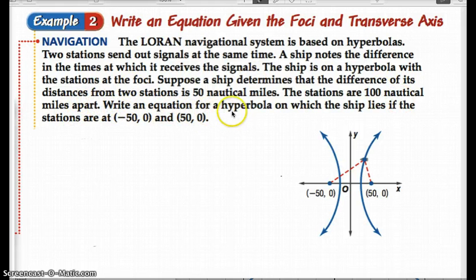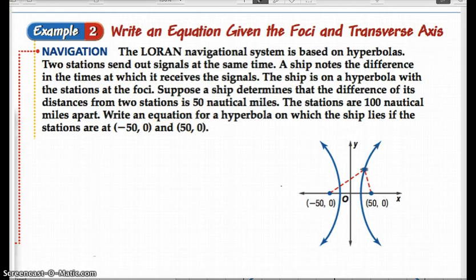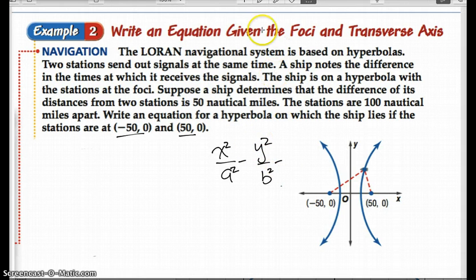Write an equation for a hyperbola on which the ship lies if the stations are at (-50, 0) and (50, 0). The first thing I'm recognizing is that we have an orientation of x squared over a squared minus y squared over b squared equals 1. We need to find a and b. Right now, we don't have either. We have really c, the distance from the center to the edge, which is 50. So c is equal to 50, since they already told us the stations were 100 nautical miles apart. I want to find A and B.